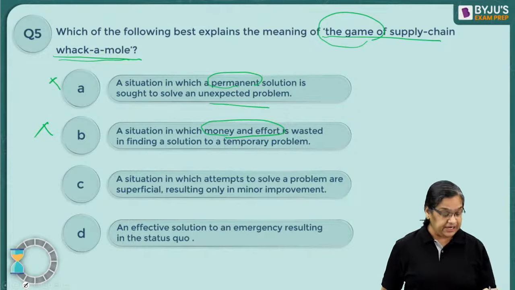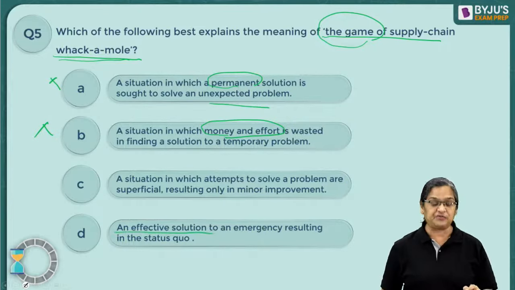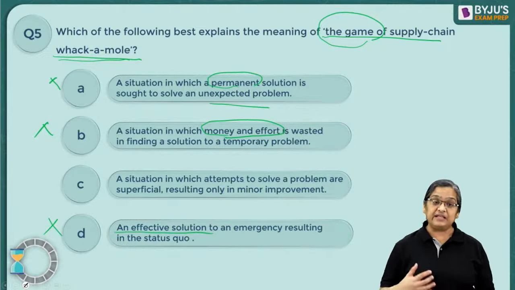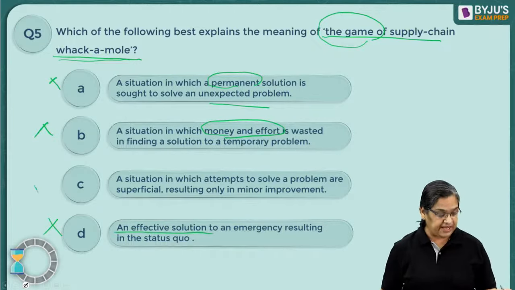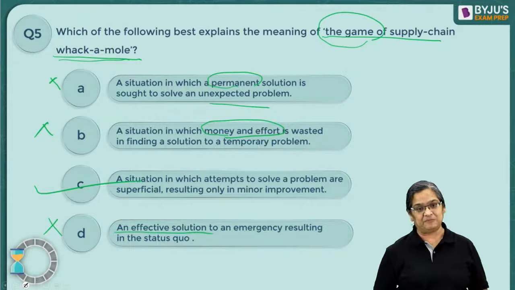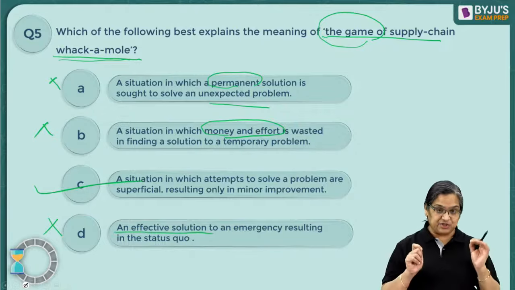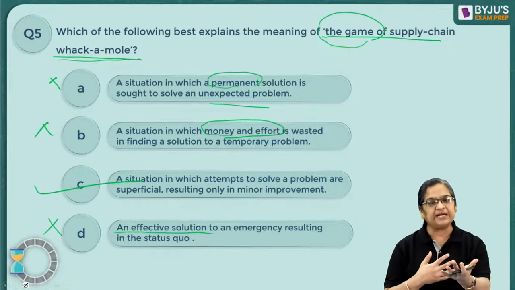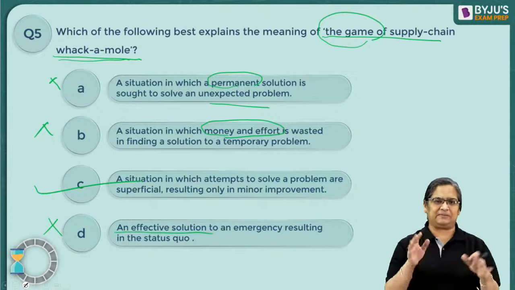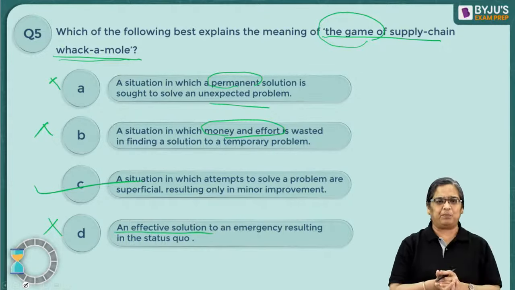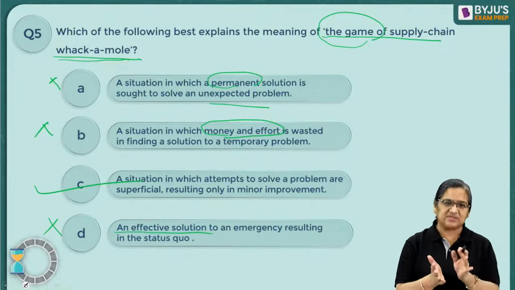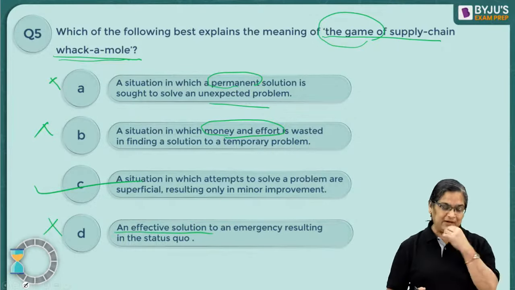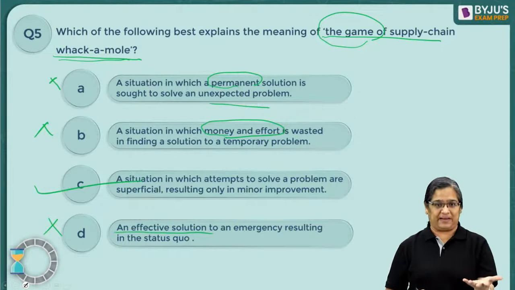So is it C or D? D is positive. Effective solution. No, they have not. Then they won't face the problems. Therefore, the answer obviously has to be C. That it's a situation which attempts to solve a problem, but that solution is temporary. Just like you patch up the potholes on Bangalore roads. It's something similar. One rain and you see the pothole back again.